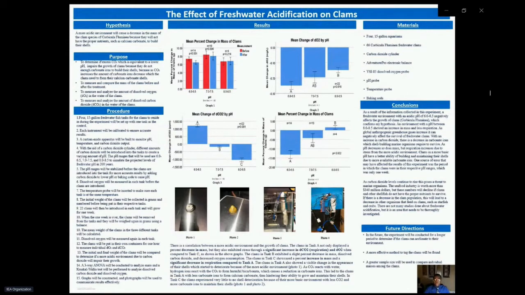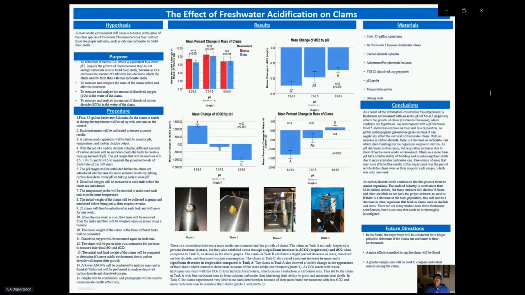I then changed the pH of my tanks to the ranges of 6.5 in tank A, the acidic tank, 7.5 in tank B, the neutral tank, and 8.5 in tank C, which was the basic tank. I used these numbers in order to simulate the decline of freshwater pH in 200 years, which is decreasing, as said earlier, by 0.3 units.